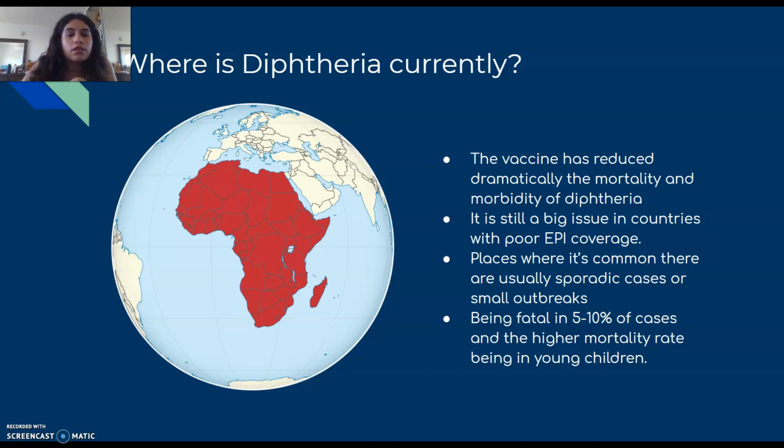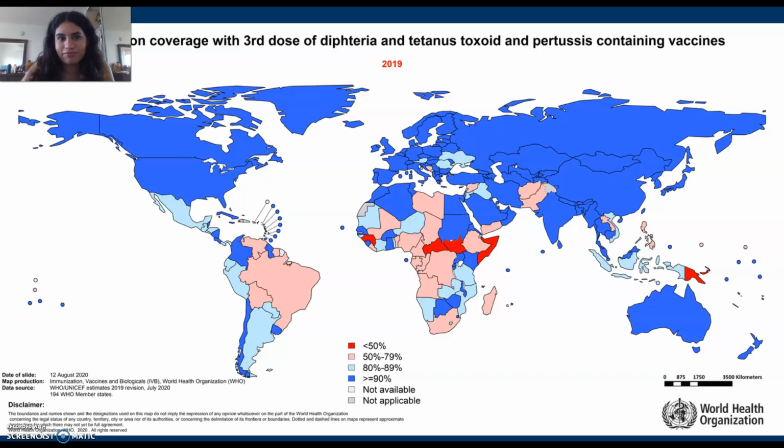So it is still a big issue in countries with poor EPI coverage, places where it's common. There are usually sporadic cases or small outbreaks because, like I mentioned before, it's a really easy disease to pass on without one even noticing, kind of like COVID. And it is fatal in 5 to 10% of the cases. And obviously the higher mortality rate is in younger children, because younger children mostly do not survive this heavy-duty disease.